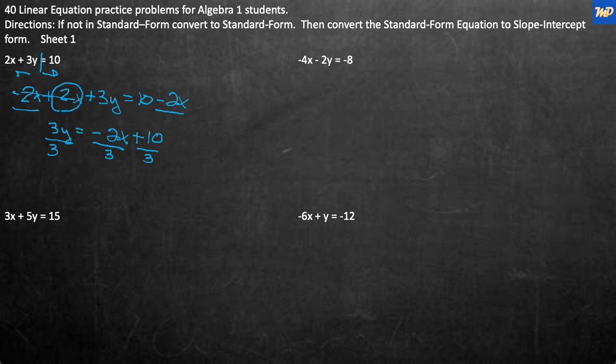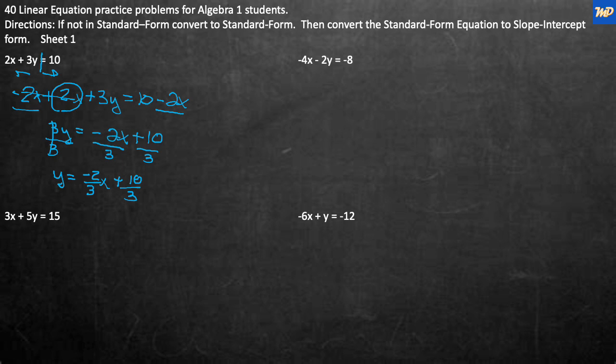And in doing so, we're going to end up with the 3's canceling. These 3's right here are going to cancel each other out. 3 divided by 3 is 1. So we're going to end up with y, and that's going to be equal to negative 2 over 3x. So it's negative 2/3 x, and it's positive 10/3. So there's our solution. Could have written this as 3 1/3, but we're just going to leave them all in fractions right now. Let's do the next one.